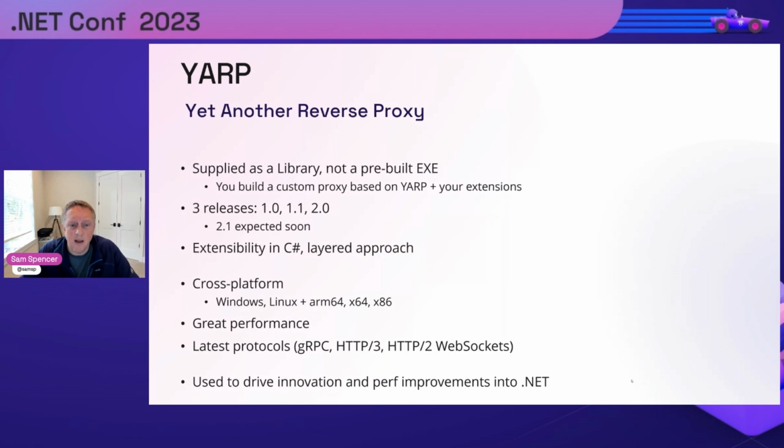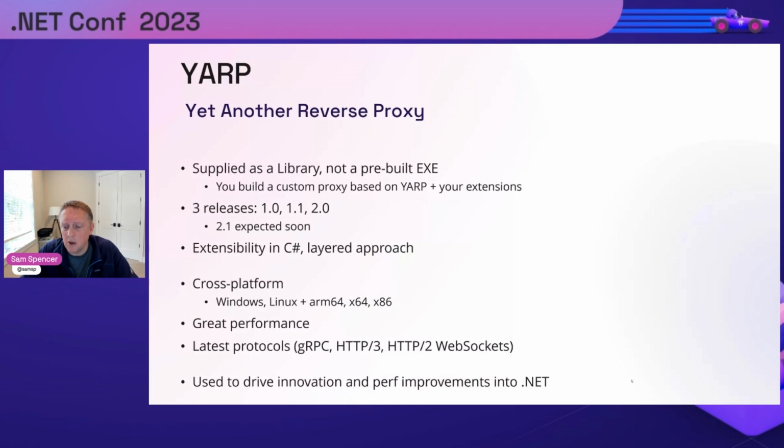We're written in C#. We have a very layered approach. We are written as ASP.NET middleware. The resulting proxy built with YARP is fully cross-platform. We'll work on Windows and Linux. We work very happily in a container. We work on ARM64, x86, x64, wherever you want to run us. We have really great performance. We're comparable to Nginx and Envoy in most scenarios and perform better than them in certain ones.